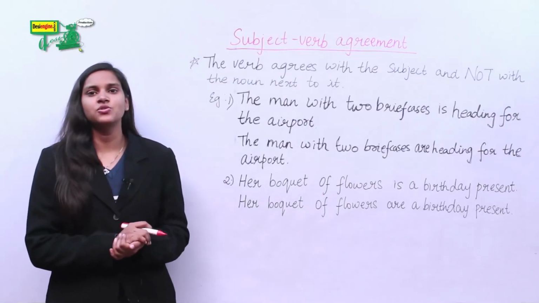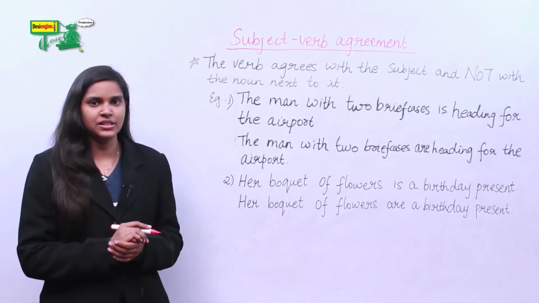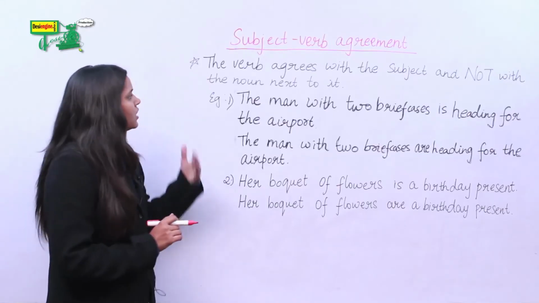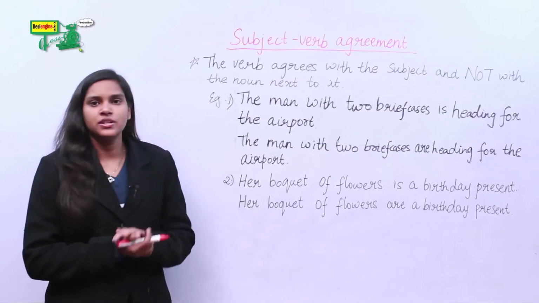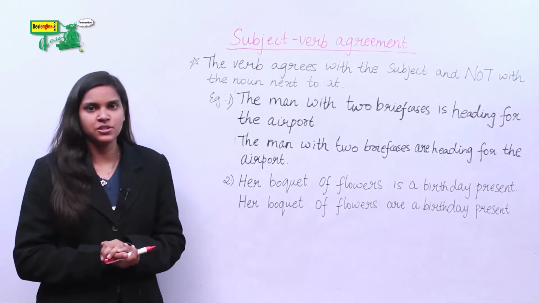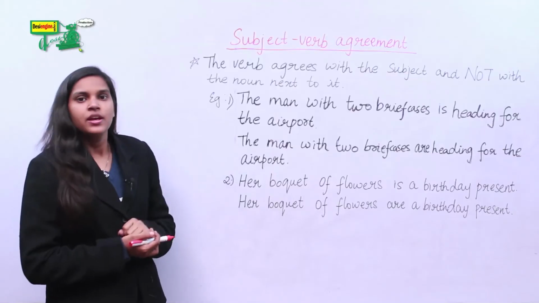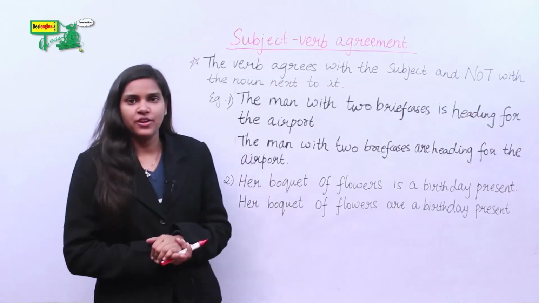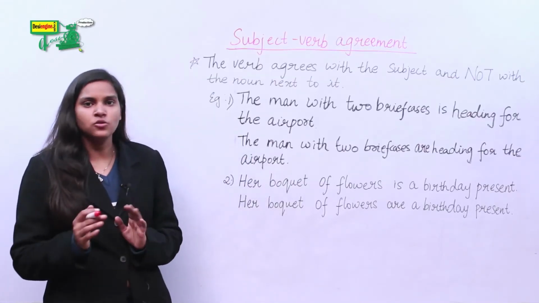There are certain other rules to be followed in our topic of subject-verb agreement. Let's go through that. The verb agrees with the subject and not with the noun next to it. I've given you a few sentences as examples to clear this rule. Let's go through it. The man with 2 briefcases is heading for the airport.